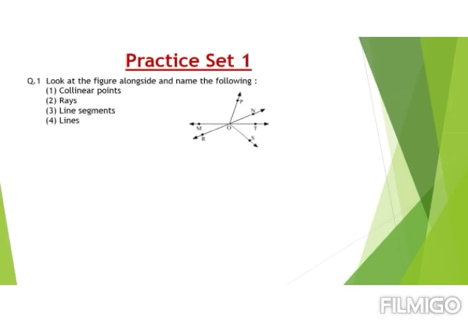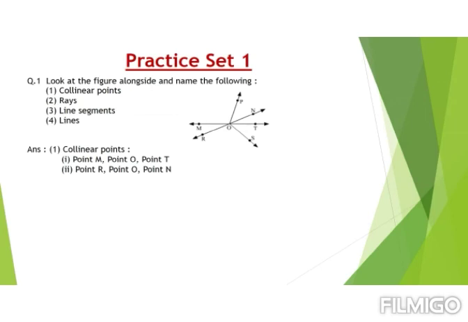Practice set 1. Look at the figure alongside and name the following. The first one is collinear points. So what are collinear points? Three or more points that lie on a single straight line are called collinear points. So here we have point M, point O and point D lie on the straight line. Yes. Then point R, point O and point N. So these are collinear points.